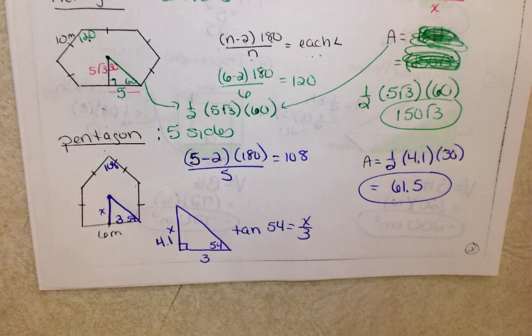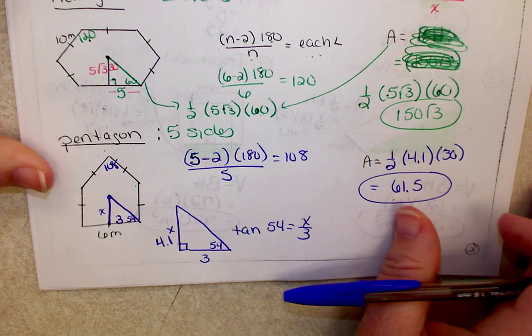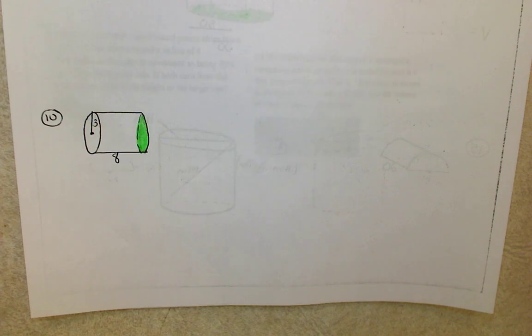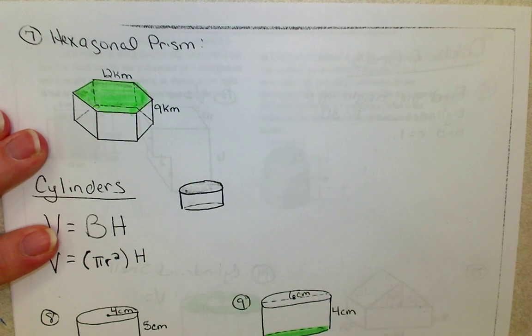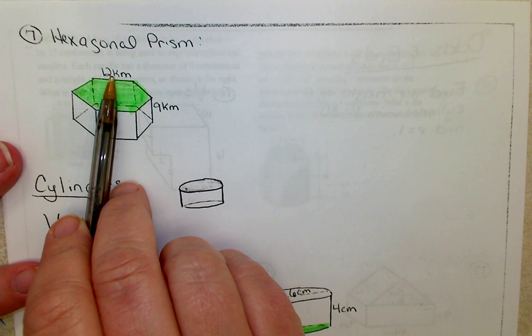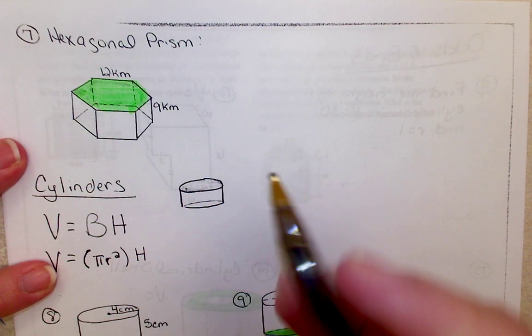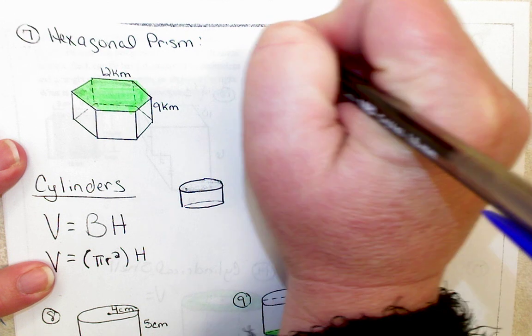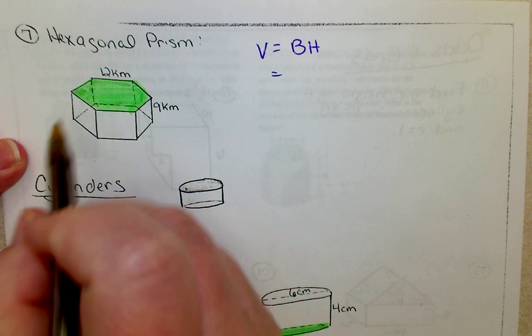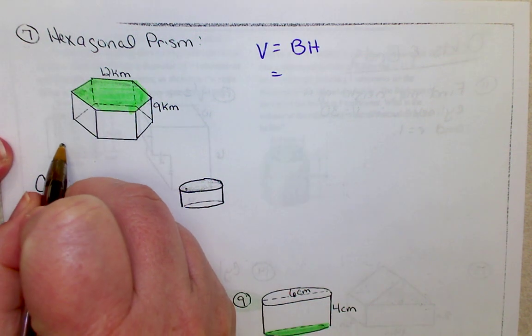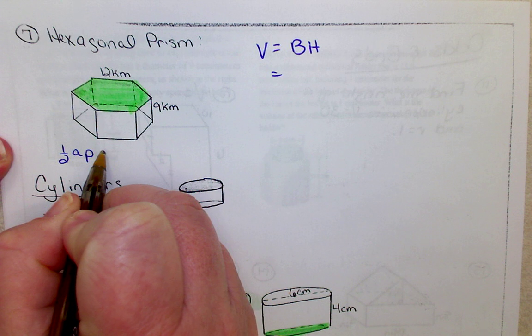All right, so let's see how this is going to apply when we are working with a regular prism. Here we've got a hexagonal prism, and I know this is a regular prism because they only give me one value here, so that's going to be the value for all the sides. The volume is equal to the area of the base times the height. Well, the height is easy. The height is just 9. But we need to figure out what the area of this base is. So we're going to say 1/2 the apothem times the perimeter.